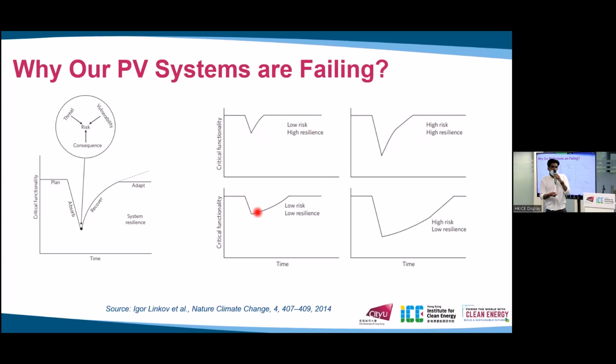And here, if you see, the risk is low, but the time we have taken for recovery is really high. So that means it's a low resilience system. So now if you see another thing, high risk, but it's low resilient.